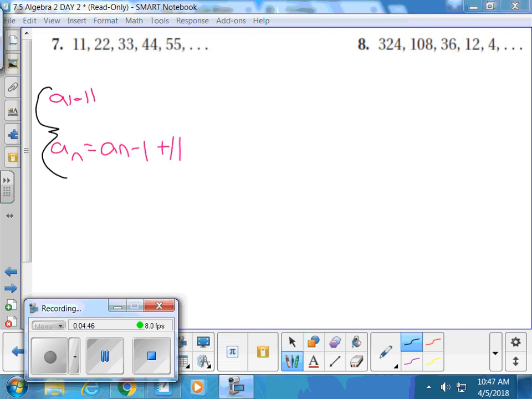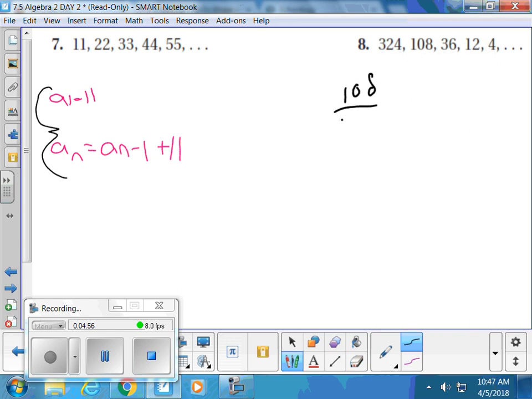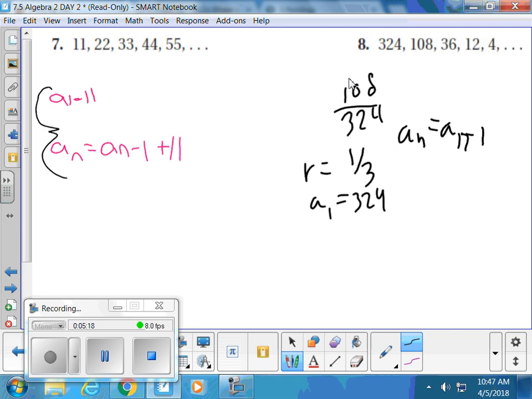This is Spencer. I'm going to be doing number 8. First off, you're going to start with 108. Ooh, I touched the board. That's a mistake. Start with 108. Divided by 324, you get 1/3. It's decreasing. So that would be your R. R equals 1/3. And your A1 equals 3/24. So the equation would be A n equals A n minus 1 times 1/3.